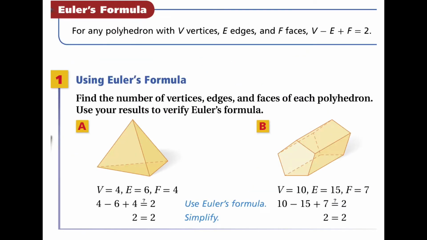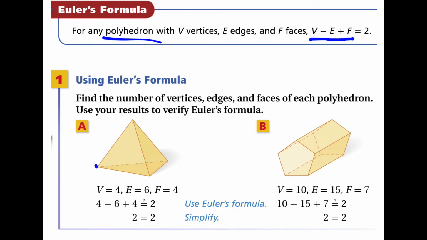Euler's Formula says that for any polyhedron, which is a solid figure with many plane faces, if you take the number of v vertices, you subtract the number of e edges, and you add together f the number of faces, you will always get 2.